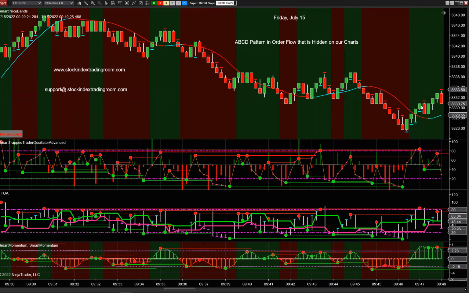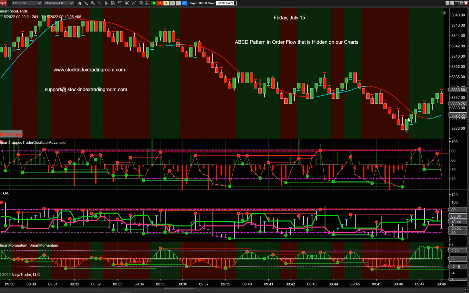And what we have is price working up. Looks like it's trying to make a bottom. This is not a bottoming formation. This is a topping formation. We'll teach you that in the room. This is not a bottoming formation.